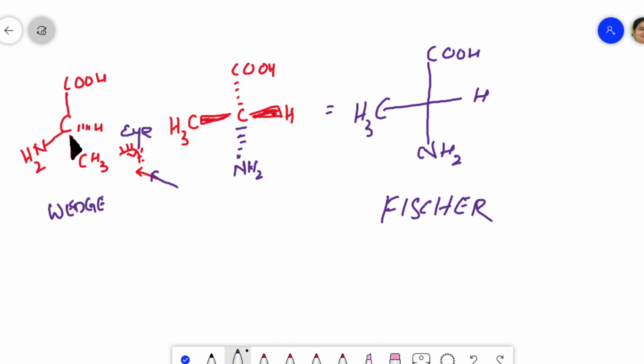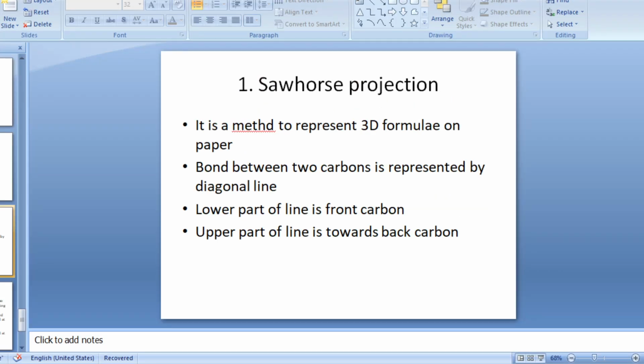Wedge and Fisher, what are the two forms you are having? One more is the Newman projection, and the Sawhorse projection. That also we will try to look into. So in the Sawhorse projection formula, we'll try to represent the molecule in 3 dimensions on a paper.